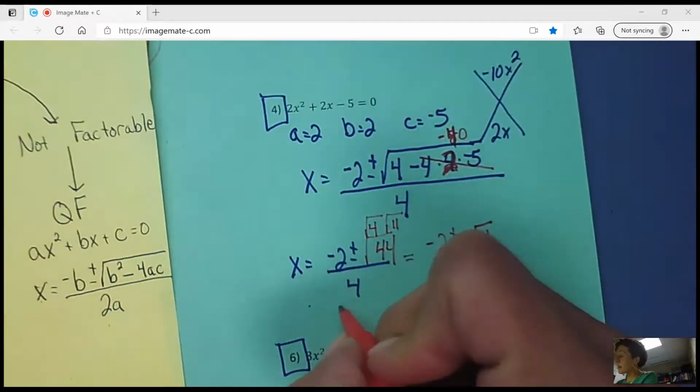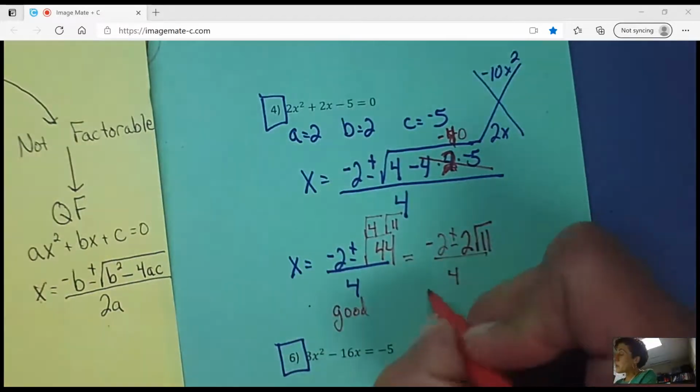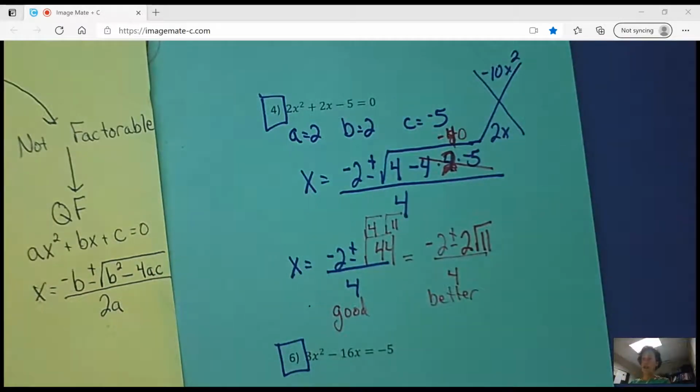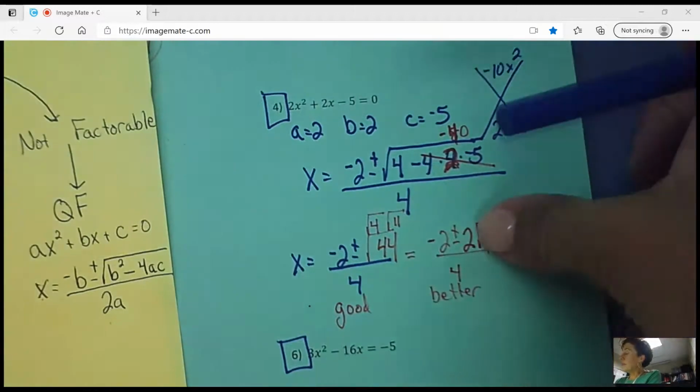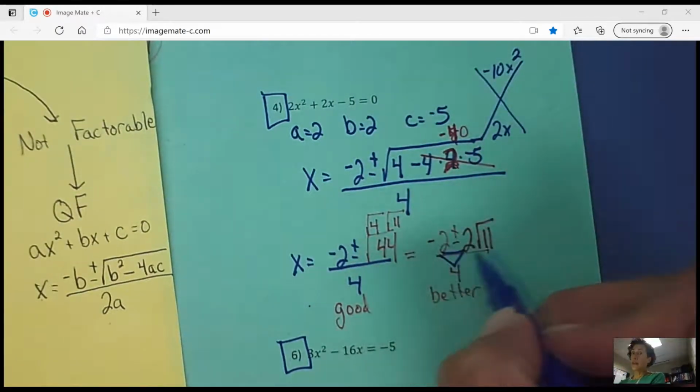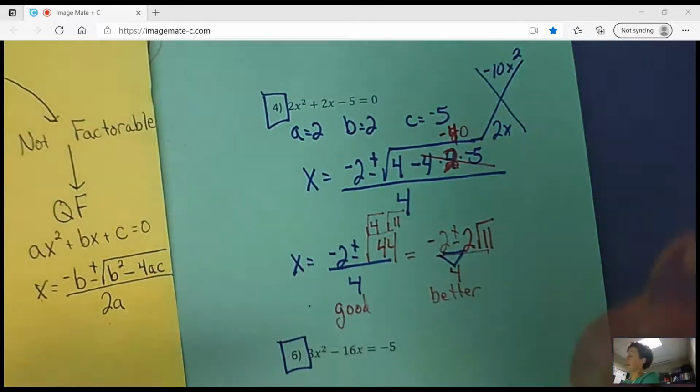So this is a good answer. This one's a little better. The best answer is going to come from that triangle I've shown you before. The square root of 11 does not get to be part of the triangle. And I'm just going to look, is there a number? What number can go into all of those numbers? And that would be a 2.